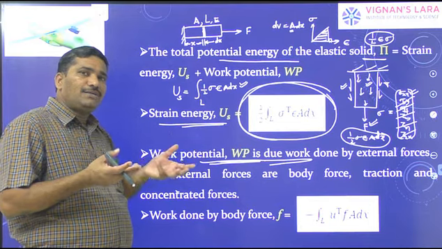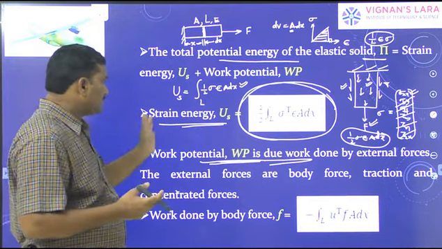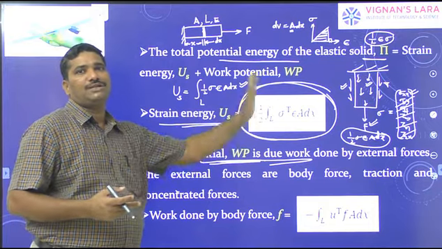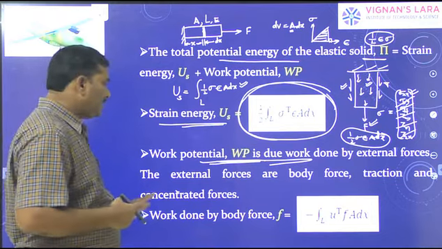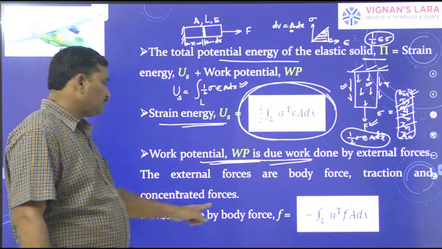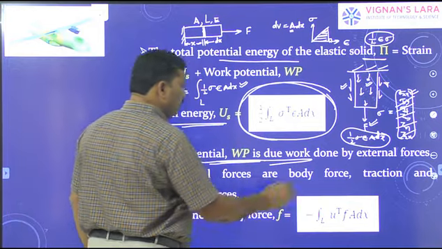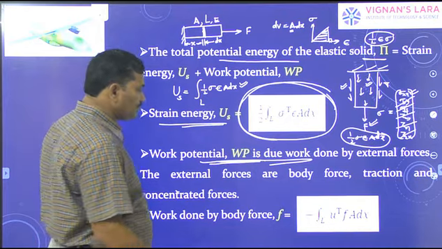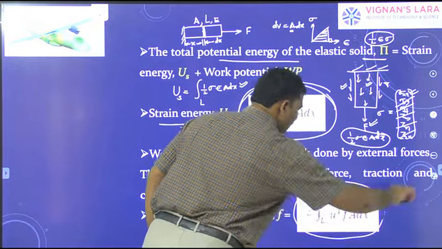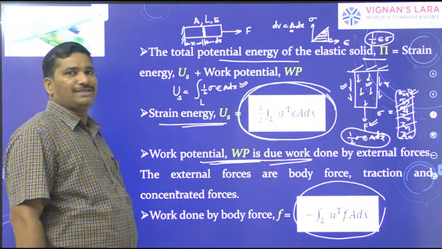So the work done by the internal forces we have determined, right? That is the strain energy U_s. We have the expression for determining U_s here, and now we shall see the work done by external forces. Firstly, we consider the body force. The work done by the body force we can determine using this formula: minus the integral of U transpose F A dx.